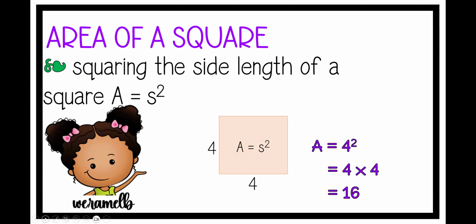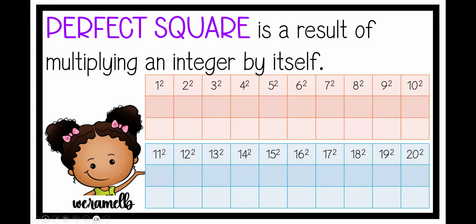16 is said to be a perfect square. Why? Because this is the area of a square whose side is 4. Are there other perfect squares? Yes, there are. For example, 1 times 1 is 1, so 1 is a perfect square. If I square 2, which is 2 times 2, it is equal to 4. 4 is a perfect square. If I square 3, 3 times 3, the product is 9, so 9 is a perfect square, and so on and so forth.